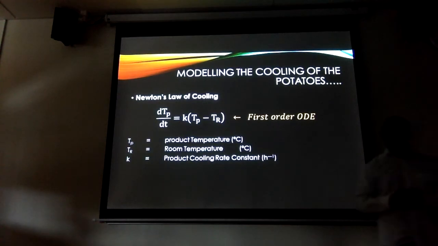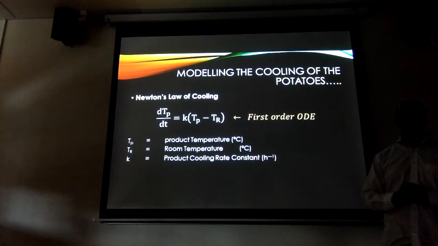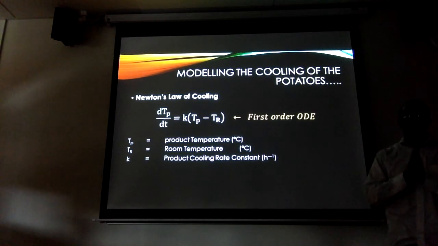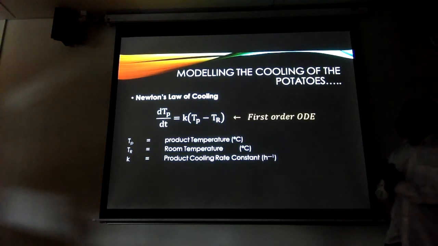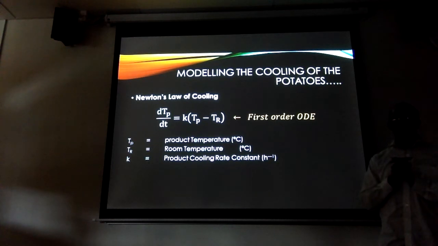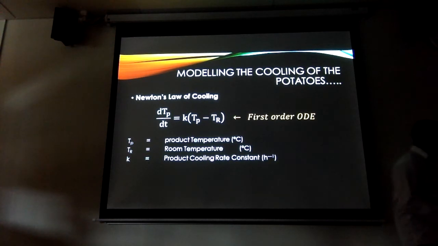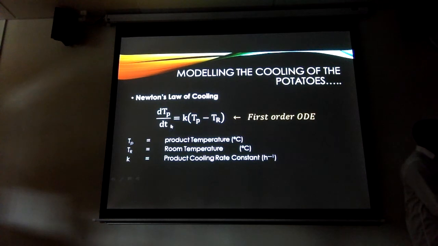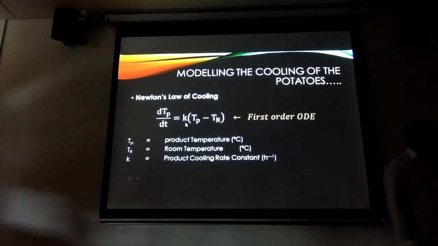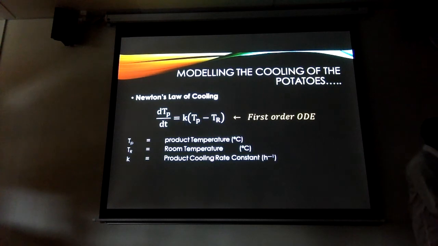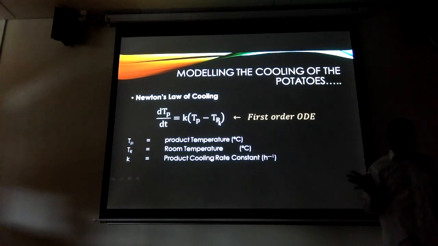Okay. And to model it, we're going to use an existing model, which is called Newton's law of cooling. So it's basically straightforward. The rate of temperature change in the product is proportional to some constant, which is called the cooling rate constant, times the product temperature, because it's at a higher temperature, minus the room temperature. Remember, the room temperature is about 4 degrees.